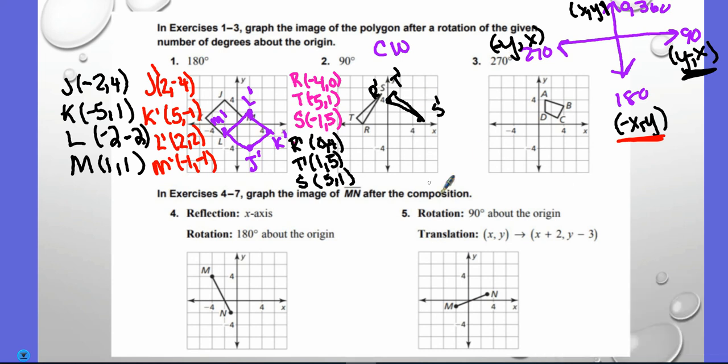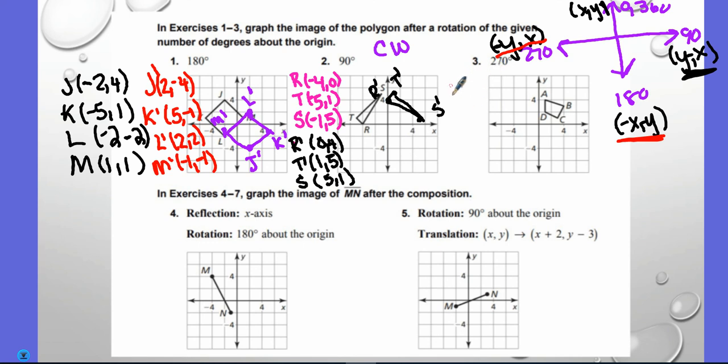Alright, so now let's go to where it says 270. And we're still going to go clockwise about the origin. Okay, so here I'm going to write down all of my pre-image points first. And here's the rule right here for 270. So switch X and Y. And now we're going to make the Y negative for if we're going clockwise.